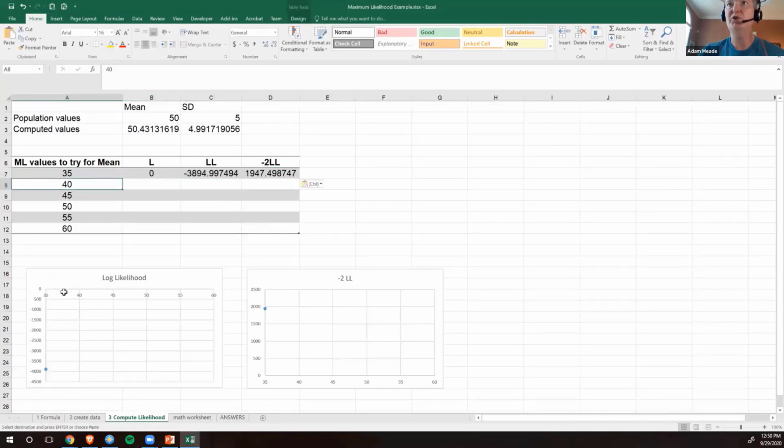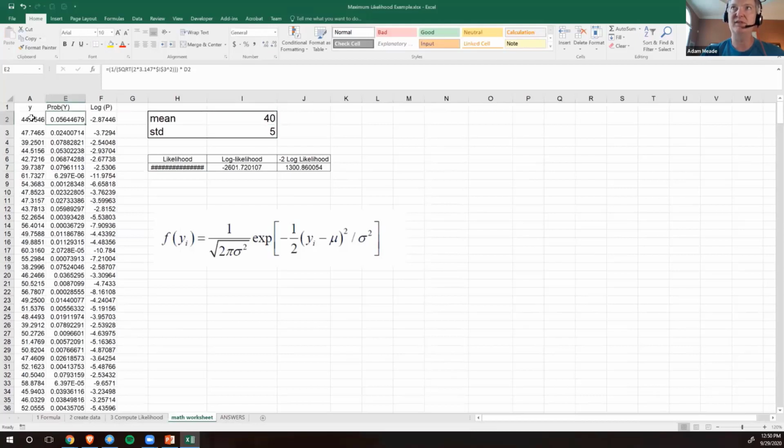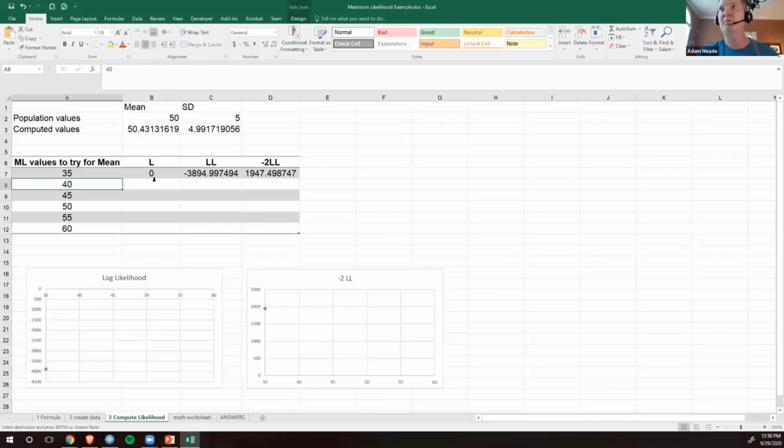Now I'm going to try a different number. I'm going to try 40. What's the likelihood of seeing these numbers if the mean of this distribution was 40? So again, we're computing the probability of seeing this, but now with a mean of 40 instead of a mean of 35. And you get the same thing: a likelihood, a log likelihood, and a -2 log likelihood. I'm going to take those over and paste them over here, and take a look at it.